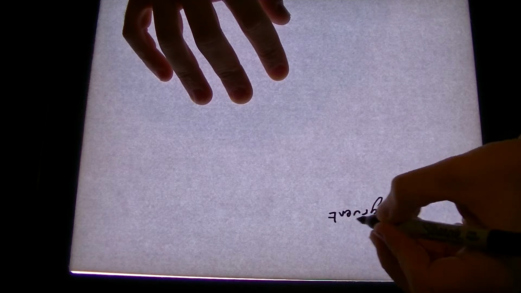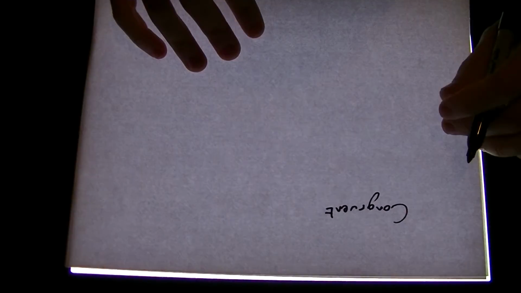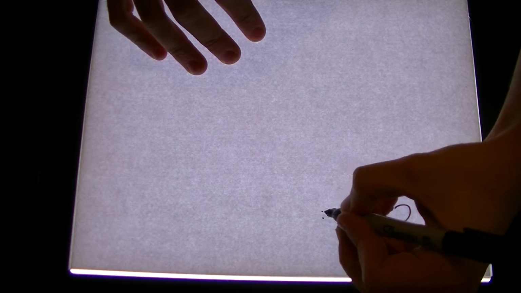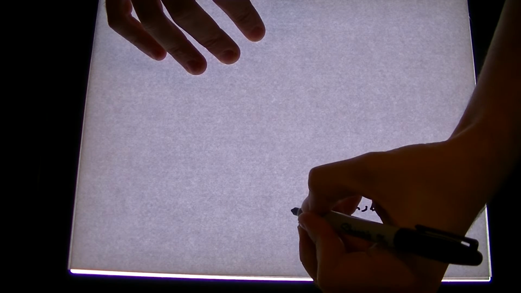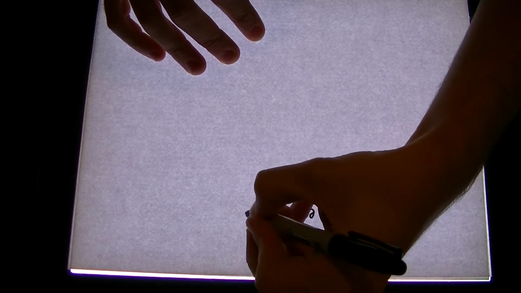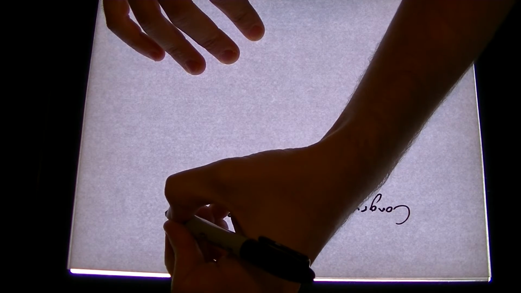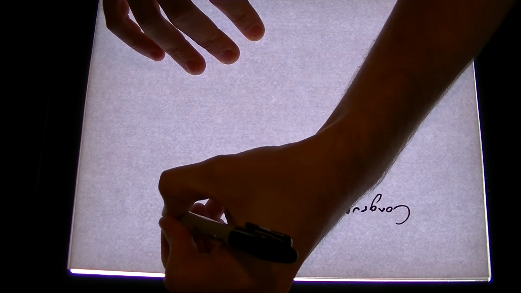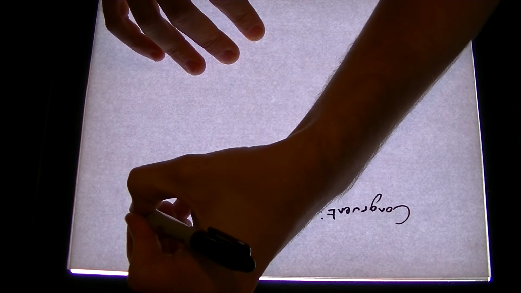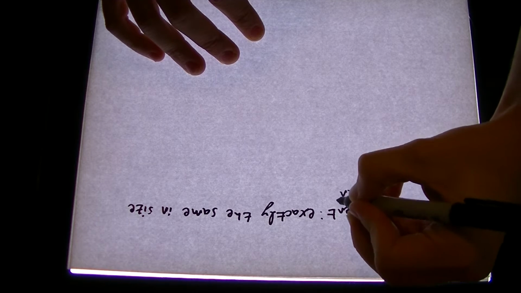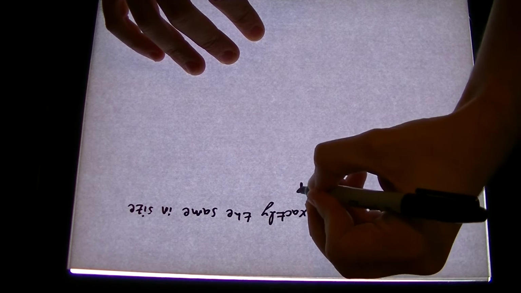In today's lesson, we are talking about congruency, so let's just begin with the definition. To be congruent means to be exactly the same in size and shape.